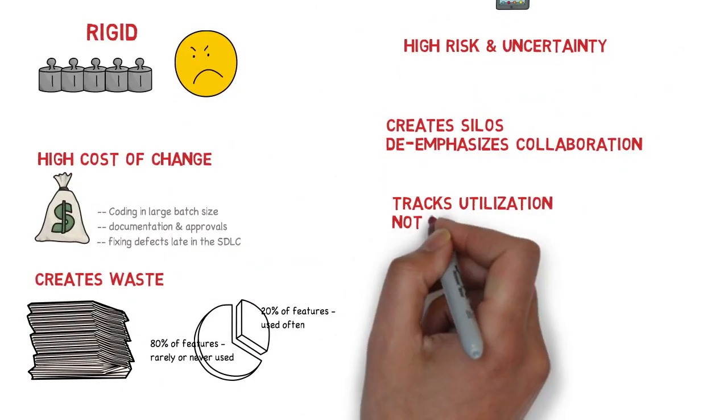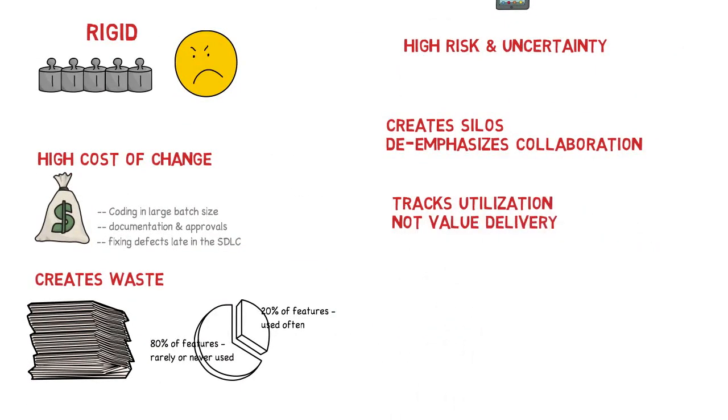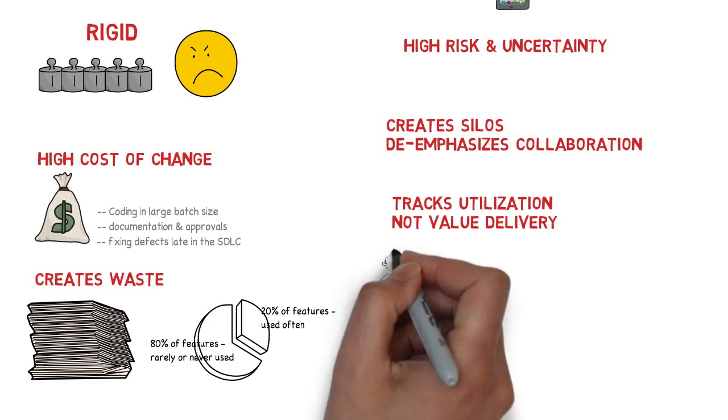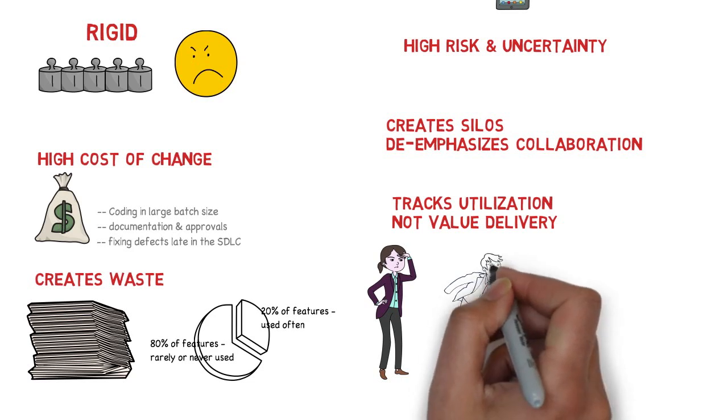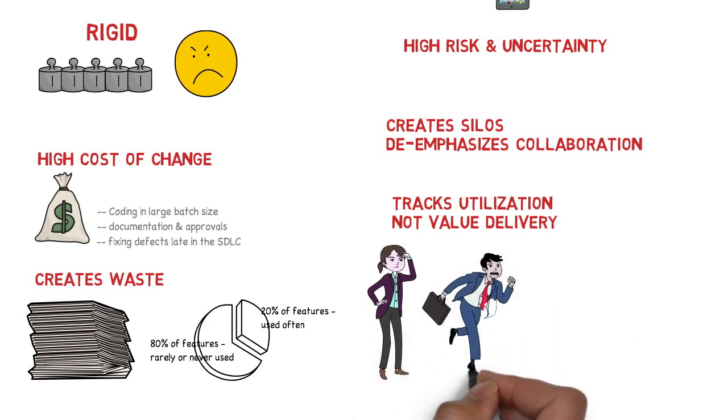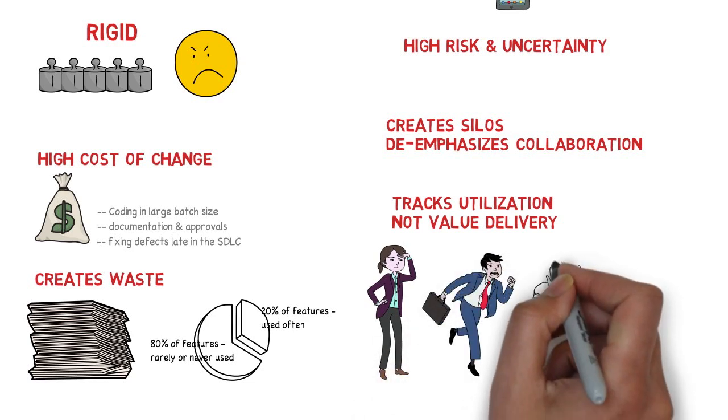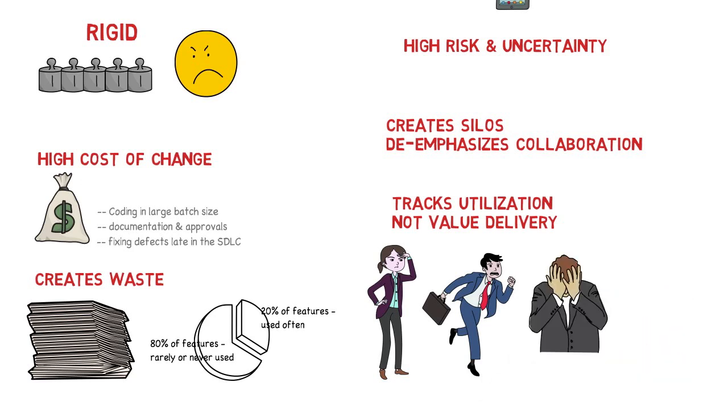This process taxes utilization, not value delivery. The waterfall process uses on-time and on-budget completion of projects as a measure of success. This leads or encourages the managers to focus incessantly on utilization. And as a result, they try to ensure that all of their resources are busy up to their necks with work throughout the life cycle of development.